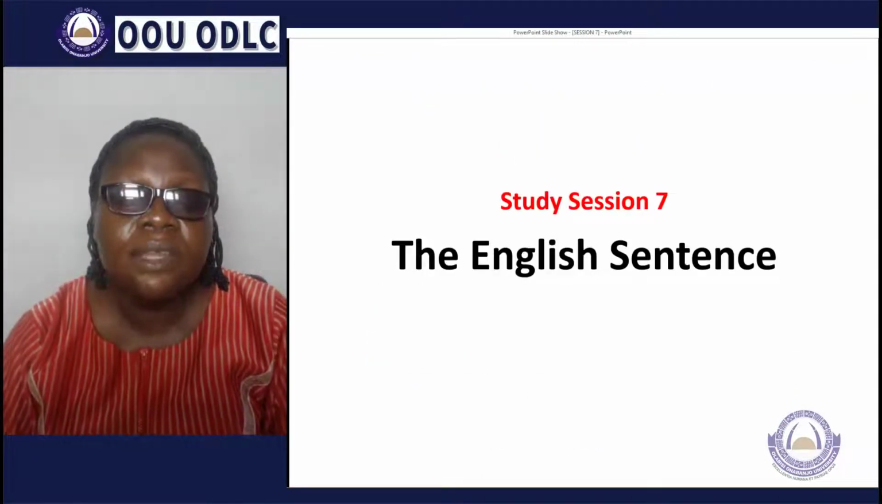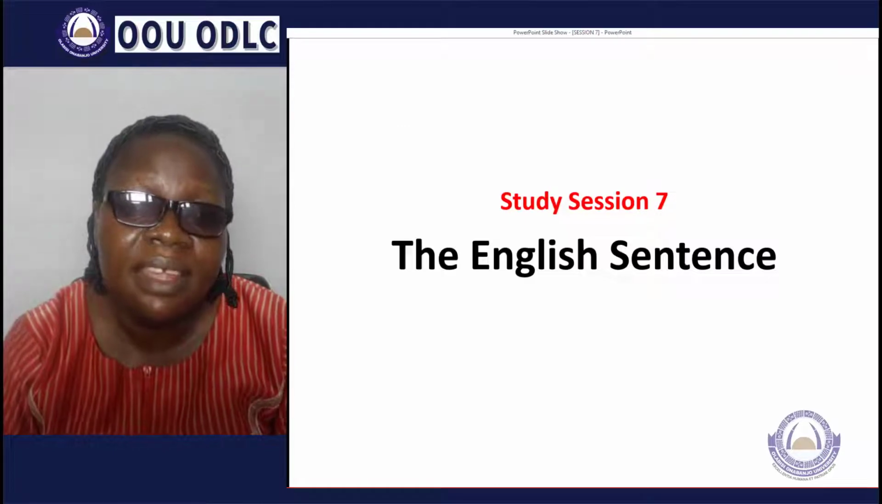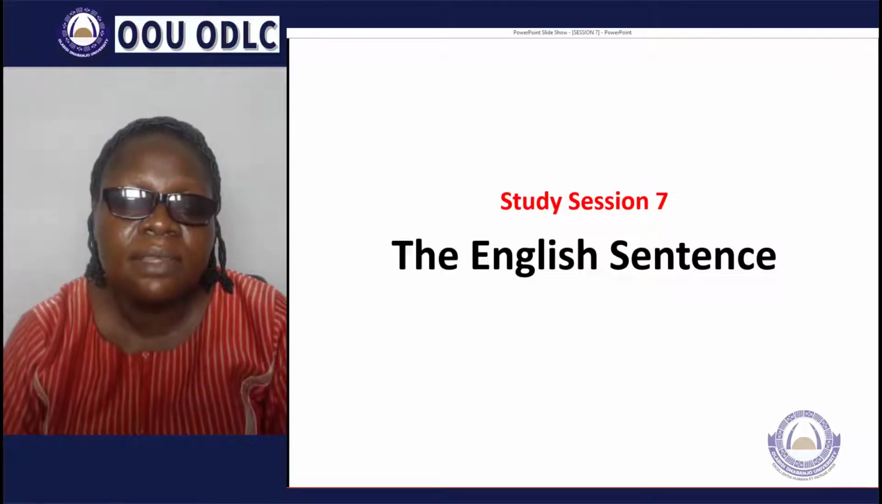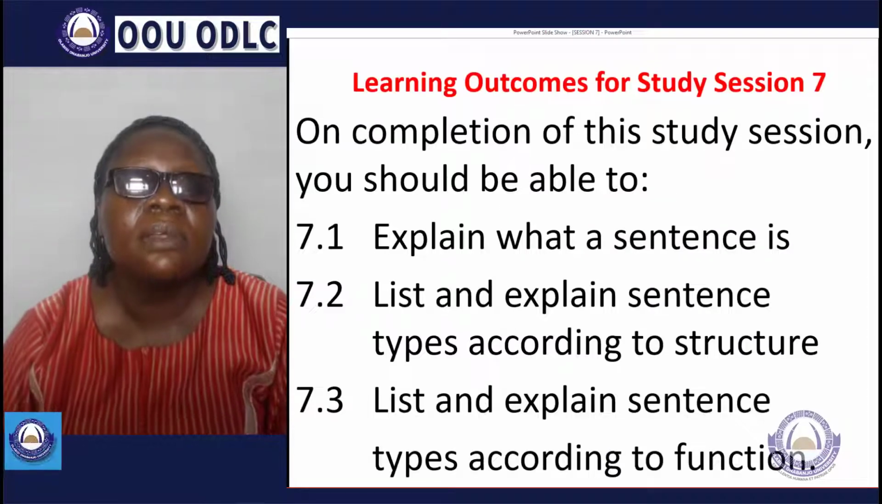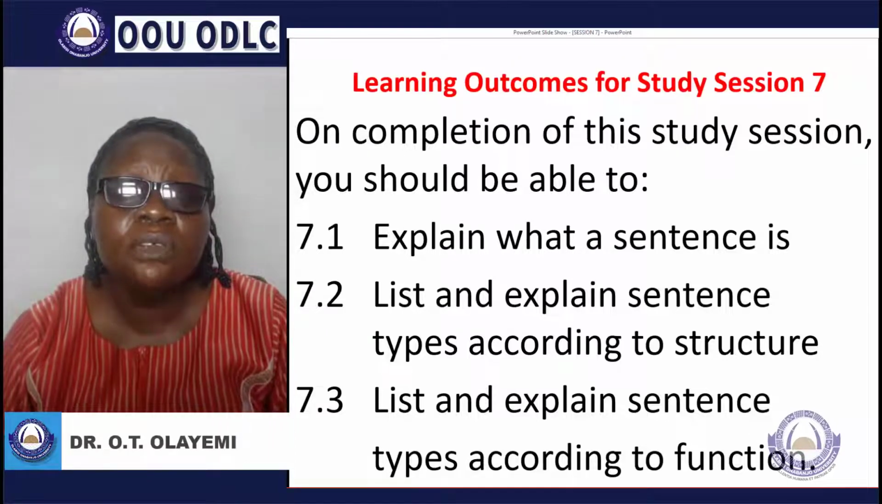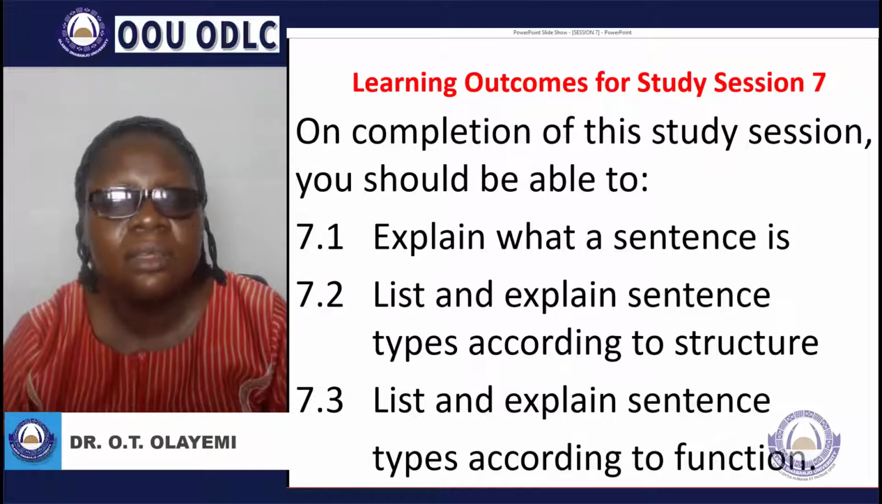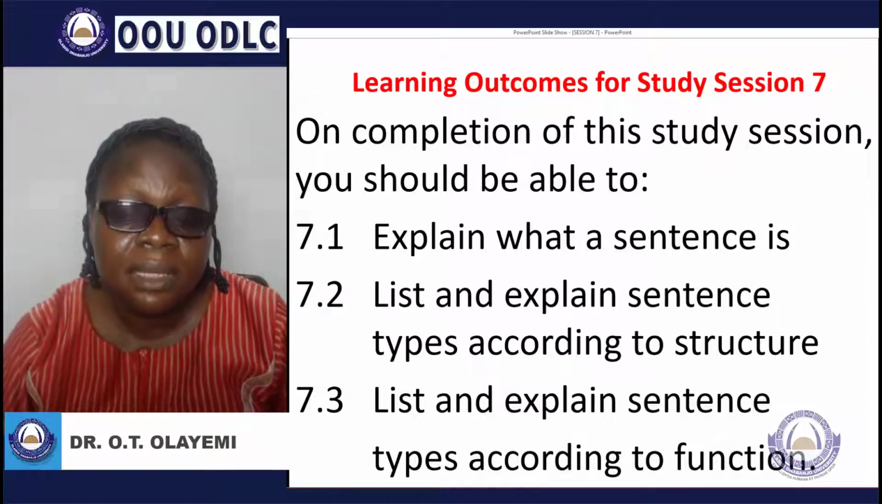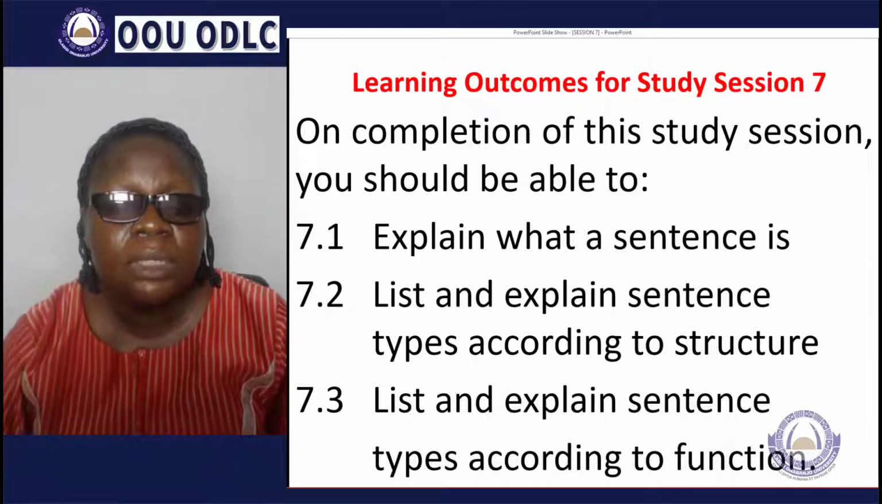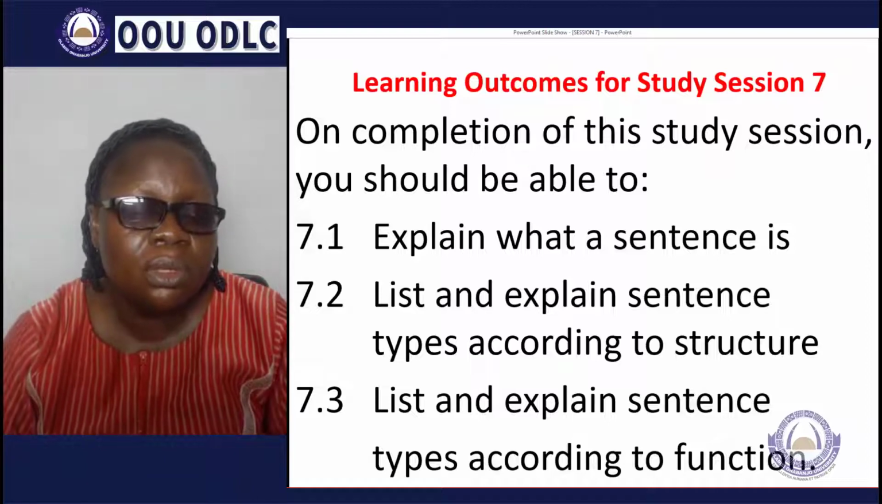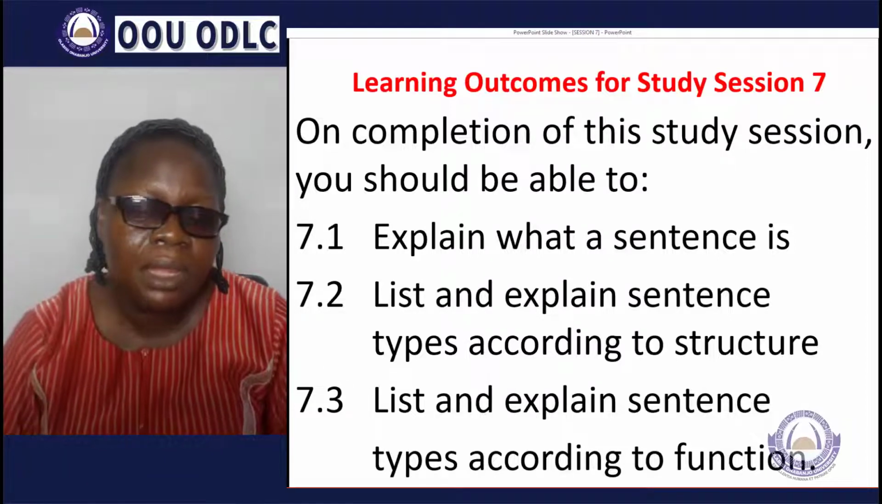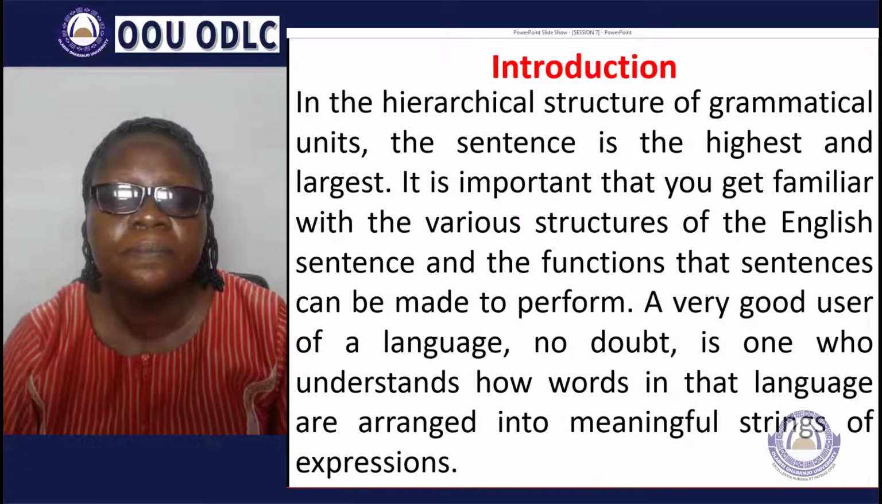In study session 7, we shall be talking about the English sentence. On completion of study session 7, you should be able to explain what a sentence is. You should be able to list and explain sentence types according to structure. And you should also be able to list and explain sentence types according to function.